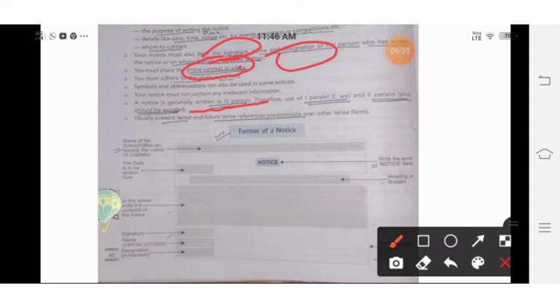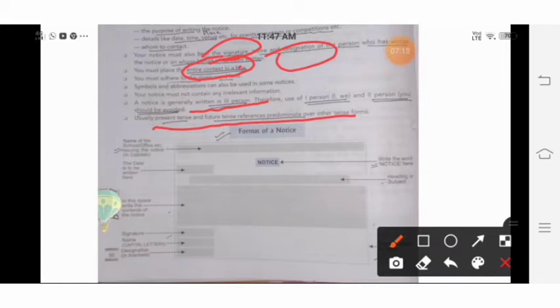So, therefore, use of I, right, and second person, that is you, should be avoided. Means I and you should be avoided. Okay? So, it is generally written in third person. So, make sure that usually present tense and future tense references predominate in the tense forms. Got it? I hope this thing is clear to you.